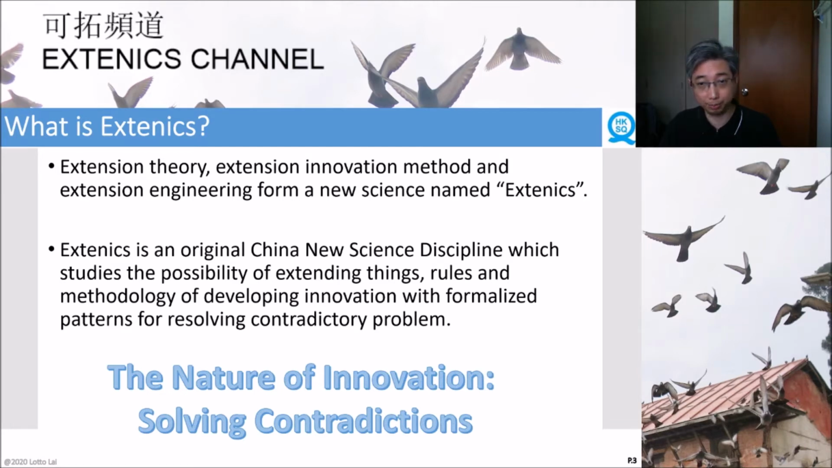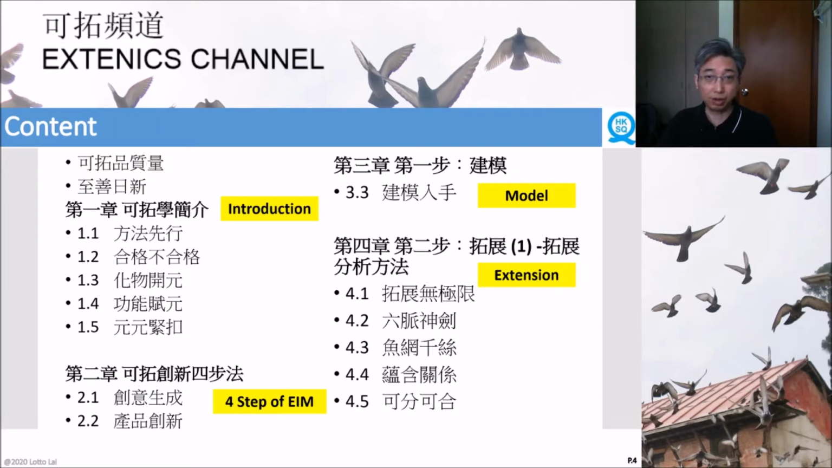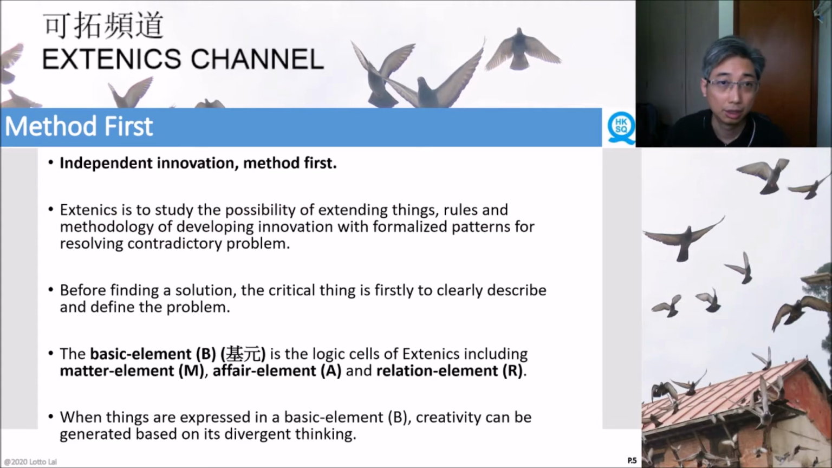I study the possibility of extending things, rules, and methodology, and of developing innovation with formalized patterns for resolving contradiction problems. The nature of innovation comes from solving contradiction problems. Even though the content is in Chinese, I will translate it into English in my class. In this class we talk about method first. Independent innovation method first.